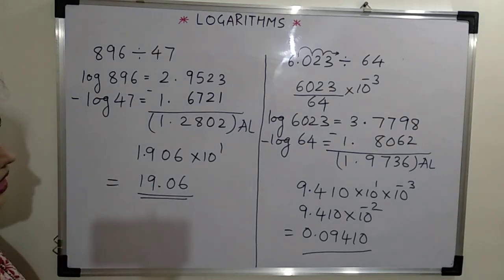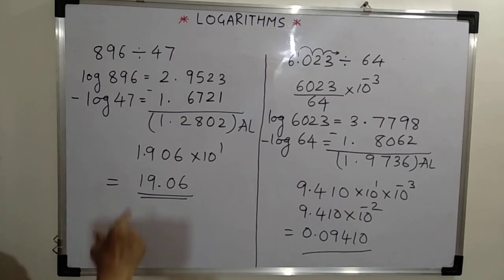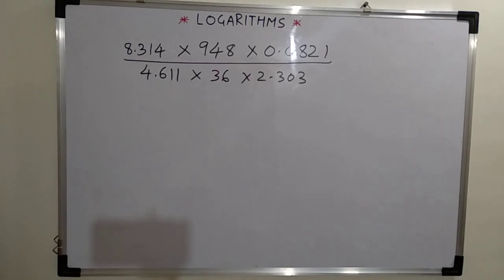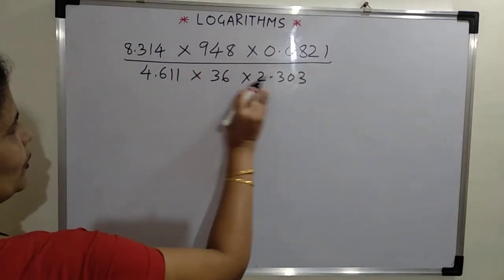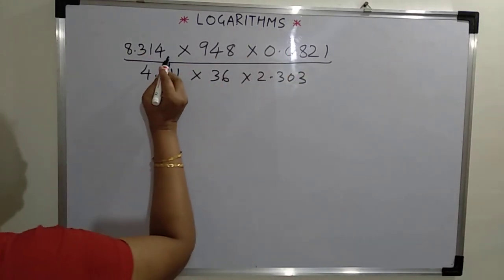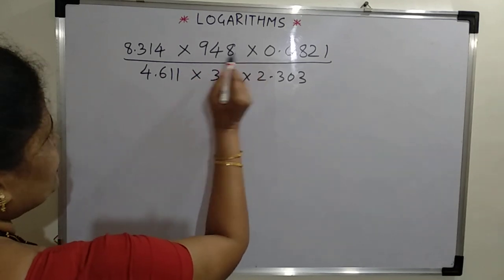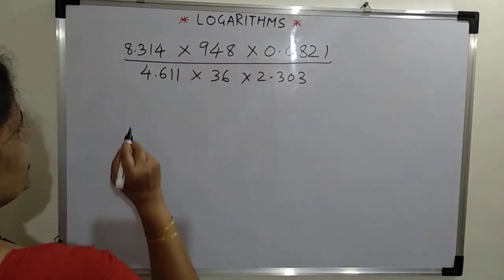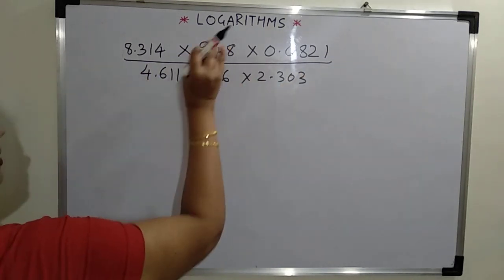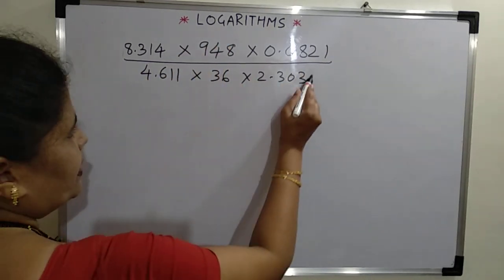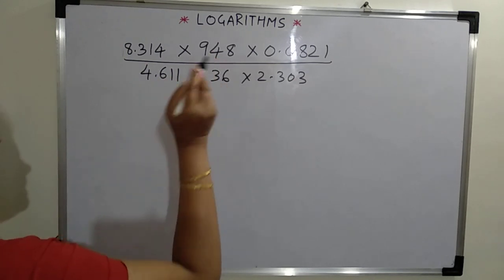Now let us see a combined problem based on multiplication and division. So let us see that problem. Here, I have a few values above and a few values below. If I see the above values, they all have a multiplication sign here. So how will I do this? I will take the log of all the values here, make a total, and then I will subtract it.